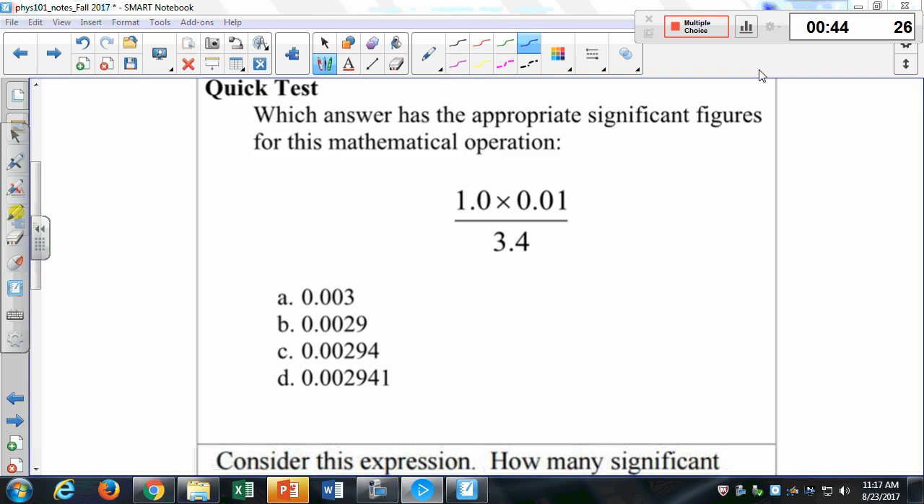If you finish this one, you can go on to the next one, and I'll be putting your clicker thing up for that soon. Feel free to ask your neighbor what they put. You can check your answer.